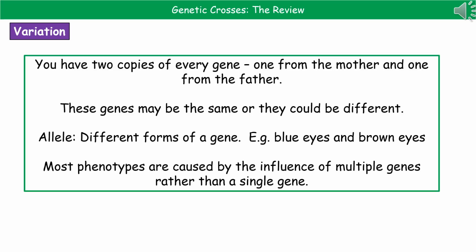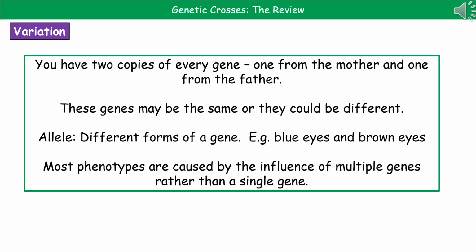The next thing we need to know about is how we can actually draw these genetic crosses. Now, we need to understand how genetic crosses happen before we can draw them. Hopefully you do know that we've got two copies of every gene. One comes from the mother and one comes from the father. And those genes could be the same or they could be different. So what we're actually referring to are things called alleles, which are different forms of a gene. So you've got a gene for eye colour, but the alleles are blue eyes, brown eyes, so they're different forms of the eye colour gene.